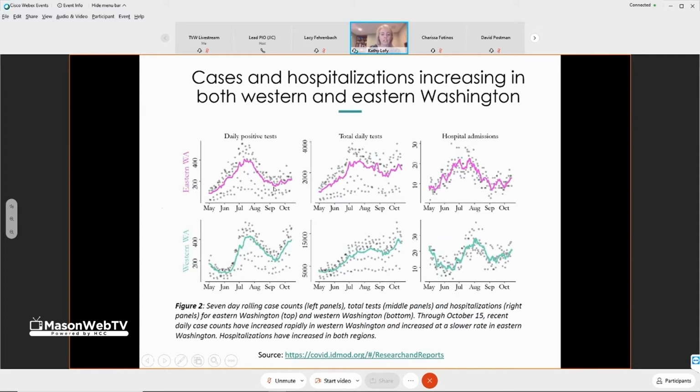In Eastern Washington, the incline in daily positive tests is not as sharp as it is in Western Washington, but the same sort of upward trend. And then the hospitalizations are bumping around a little bit, but also appear to be slowly increasing.